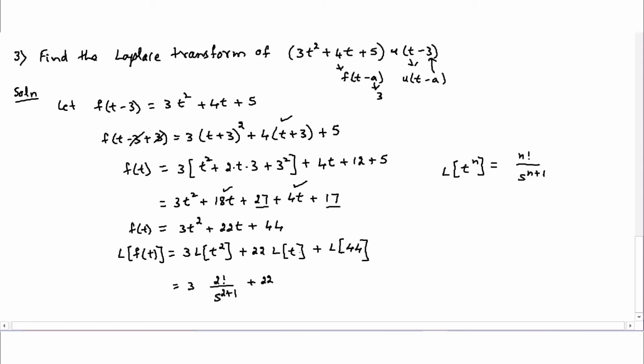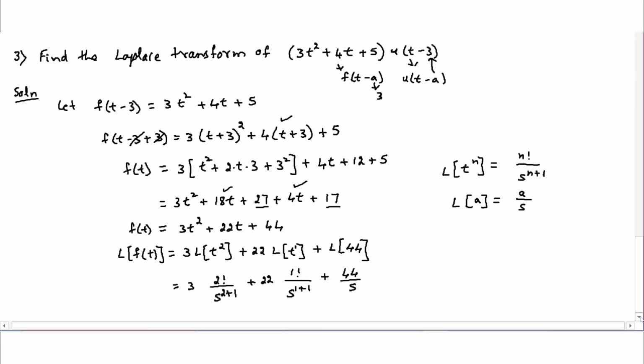Here also you have to use the same formula, but here it is t power of 1. So the value of n in this case is 1. So it is 1 factorial divided by s power of n plus 1, that is 1 plus 1, plus, we know the basic formula of Laplace transform of a. Laplace transform of a will be a by s, the constant by s. So here the a value is 44. So it is 44 divided by s.